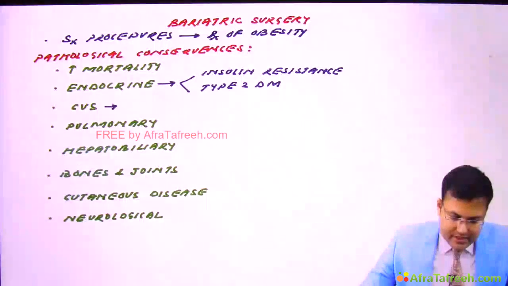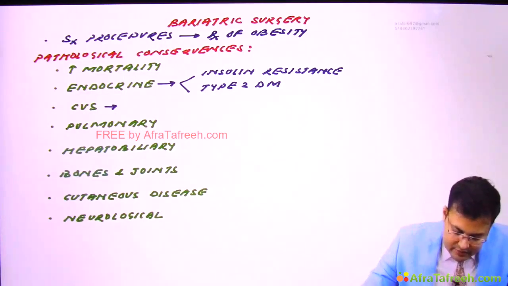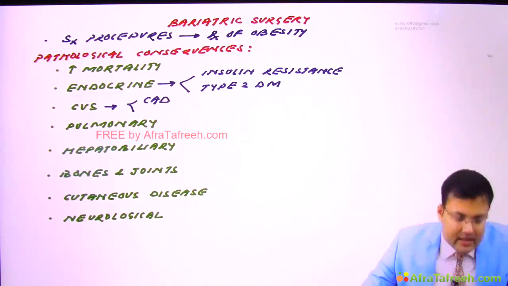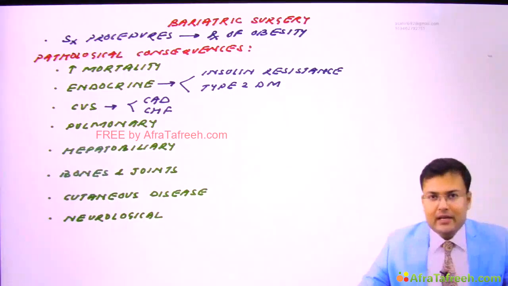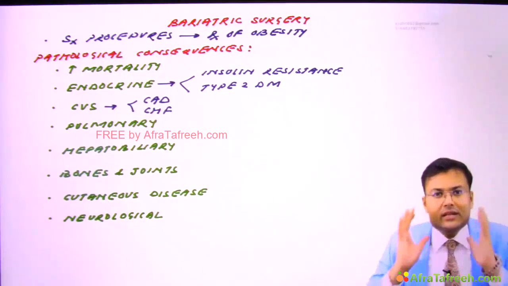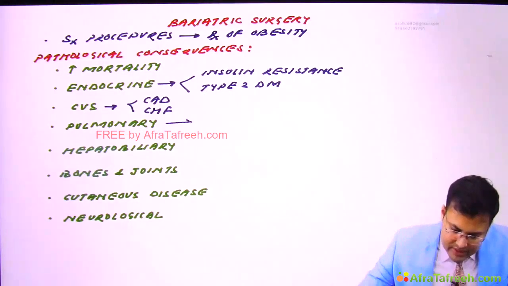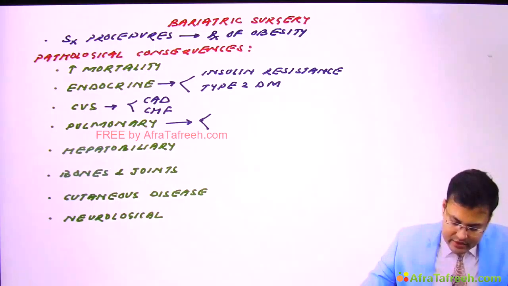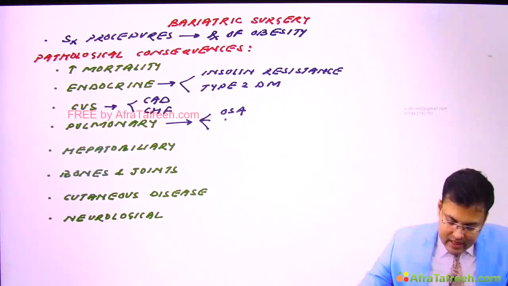In obese patients, what is the effect on the cardiovascular system? There is increased risk of atherosclerosis, increased risk of coronary artery disease, and increased risk of congestive heart failure. Obese patients have increased risk of obstructive sleep apnea. So what is the effect on the pulmonary system? There is increased risk of obstructive sleep apnea, and these patients are prone to develop pulmonary hypertension.